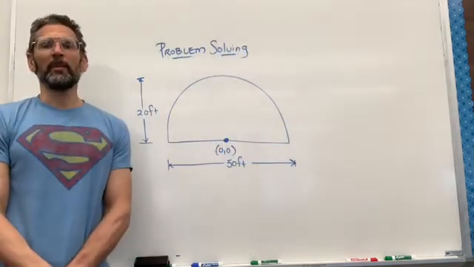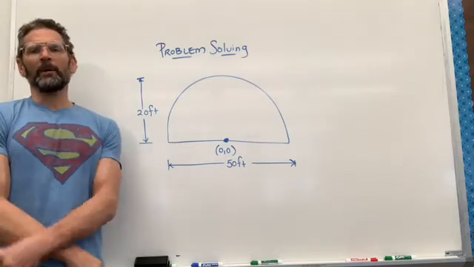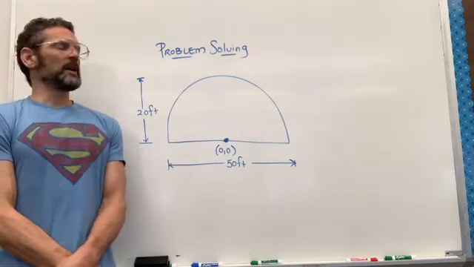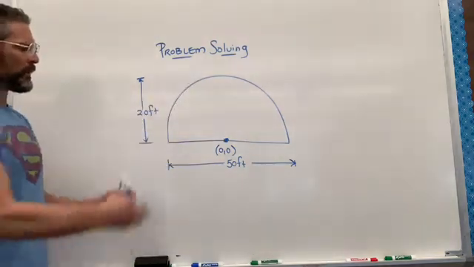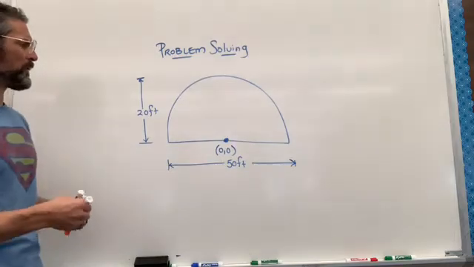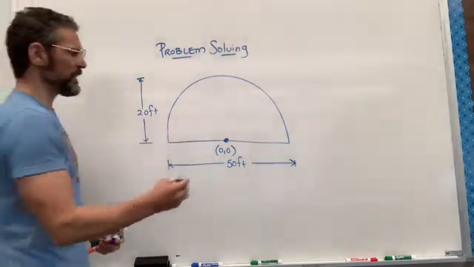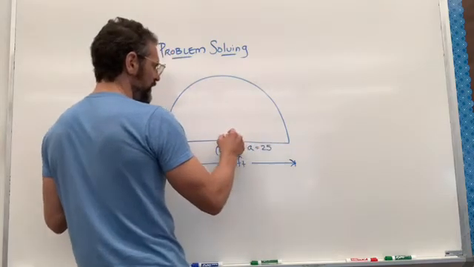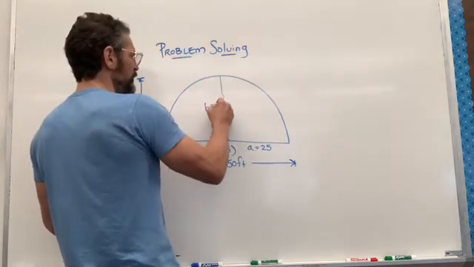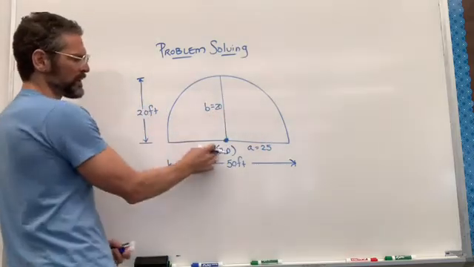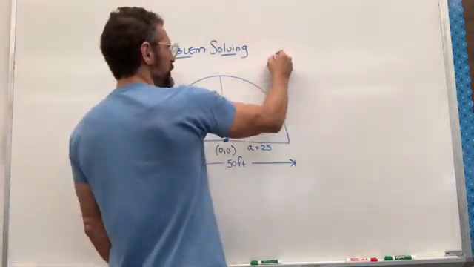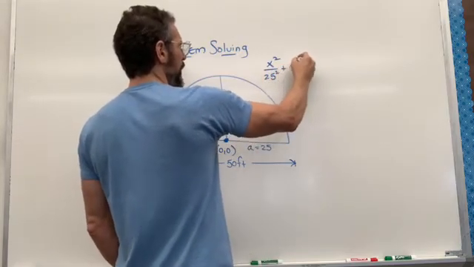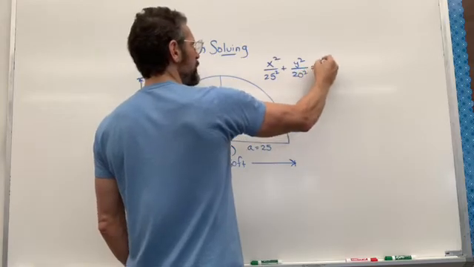Some advice with problem solving and using ellipses. I would say get the equation first and realize what the equation allows you to do. For example, if I'm given a semi-elliptical tunnel with a width of 50 feet and a height of 20 feet, I'd want to put my center right there, which allows me to say that this here is A, 25, and now B is 20. We have a horizontal orientation with h, k at 0, 0. So it will be x squared over 25 squared plus y squared over 20 squared equals 1.